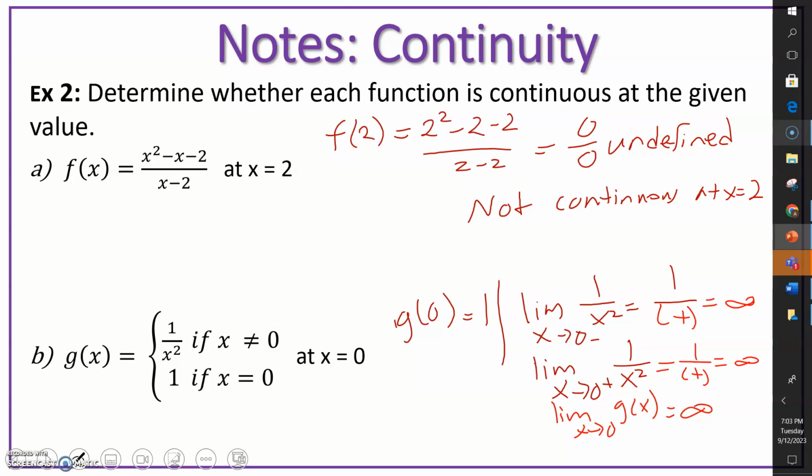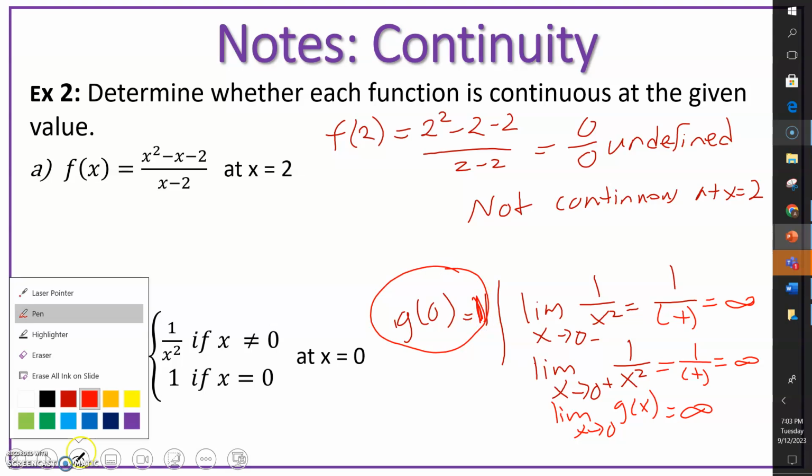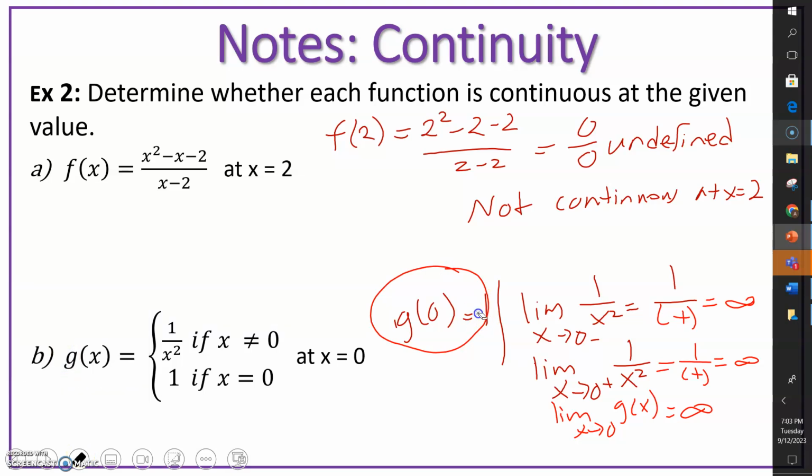Now, what's our third condition? Our third condition states that the limit must be the same as the value where the function is defined. Note, g of 0 is 1, but the limit is infinity. Therefore, we say not continuous at x equals 0.